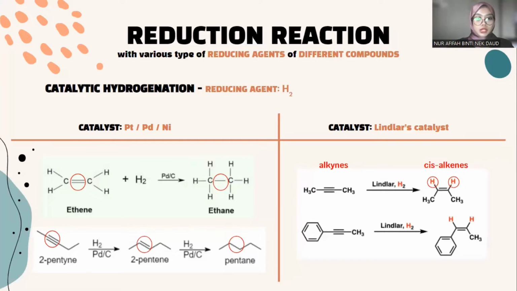If this reaction undergoes the hydrogenation for the second time, it will give the final product of pentane, which is the most saturated, because alkane with single bonds is saturated compared to the alkene and alkyne that have double and triple bonds, which are unsaturated.